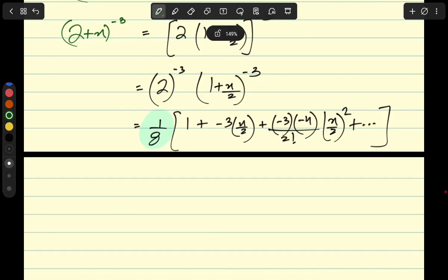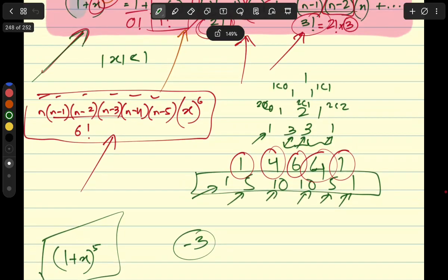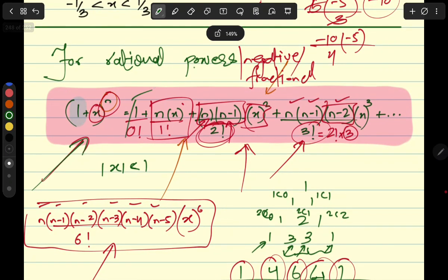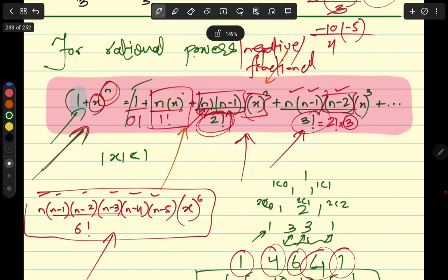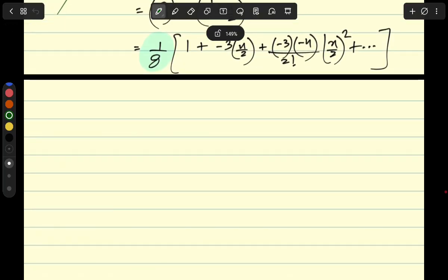So now, could I use my formula immediately here? No. Why? Because my formula didn't say that this expansion was valid for 2 plus x to the power of n. This was valid for 1 plus x to the power of n, right? X could be in any form, but the first term has to be a 1, right? Now, that 1 was not for decoration, it was essential. So our first job, before we even think about expanding, is to create a 1, which we did, right?